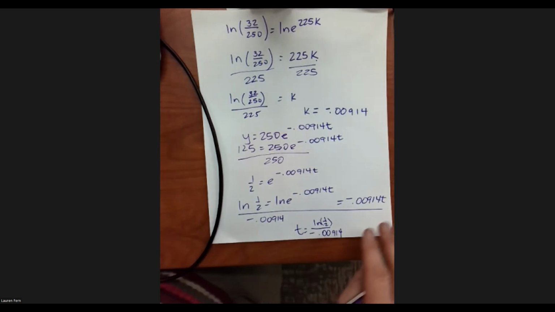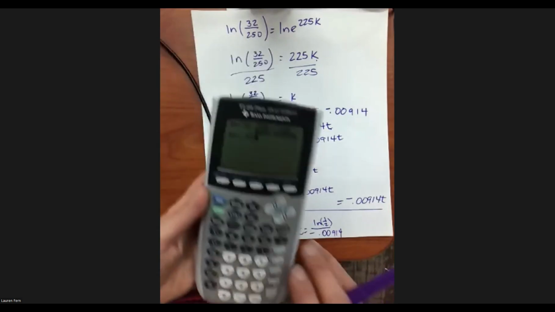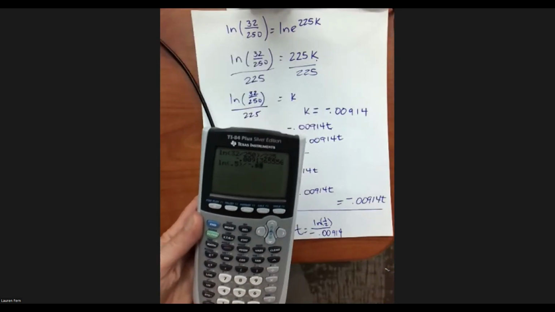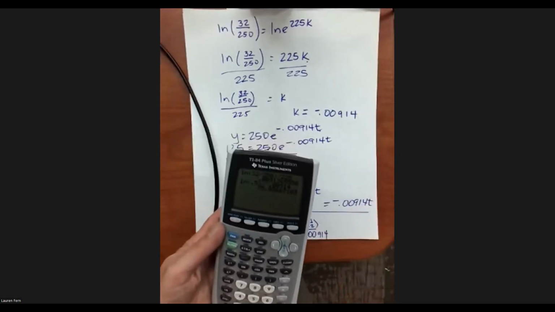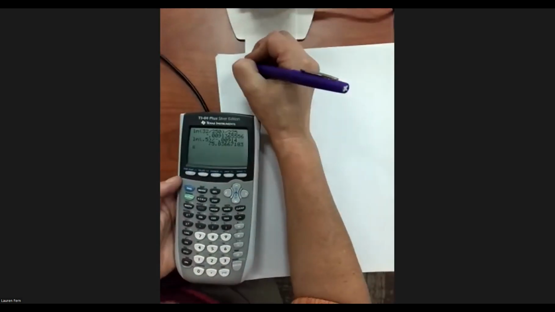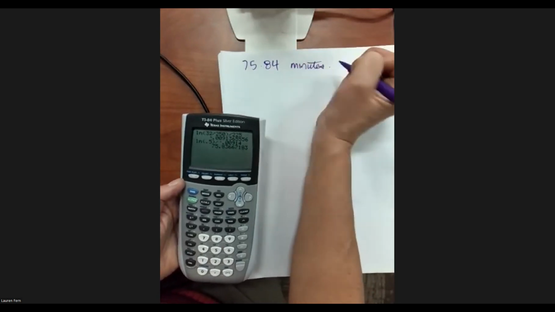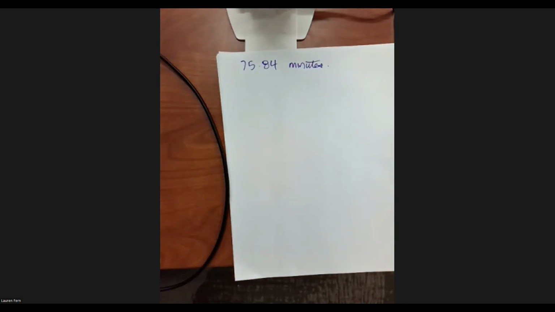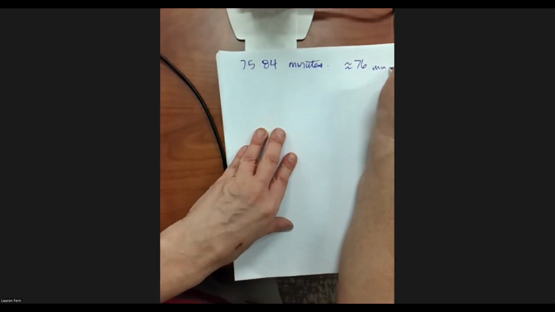All right, so let's compute it. I have the natural log of 0.5 divided by negative 0.00914. And so I would say about 75.84 minutes. Or you could say about 76 minutes.